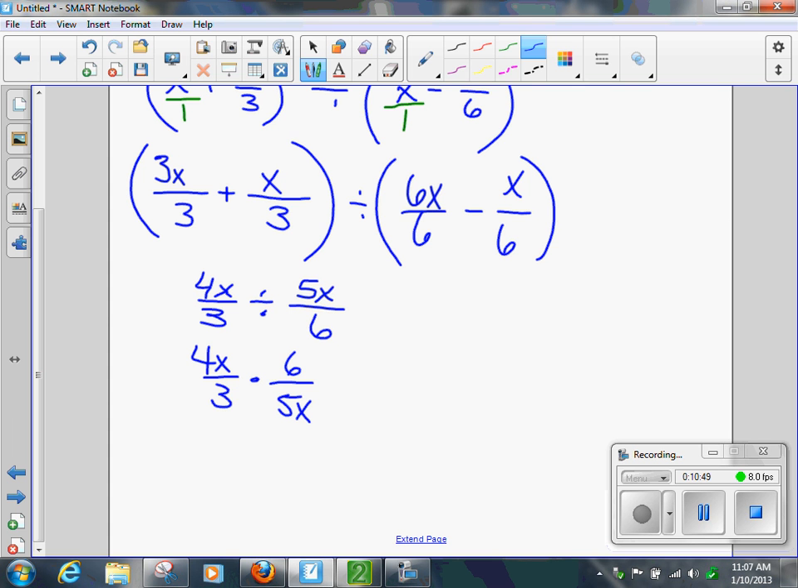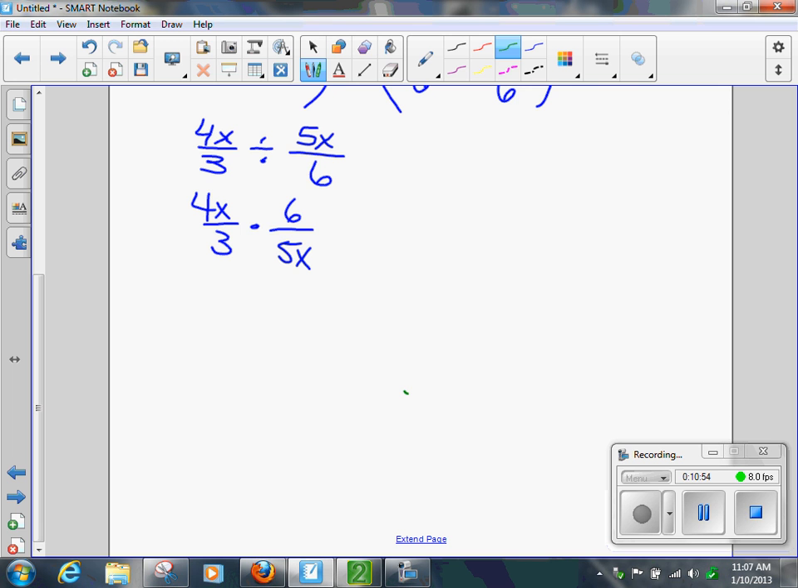What happens, folks? I can cross cancel. Cross cancel, my 3 goes into 3 one time, 3 goes into 6 two times. Anything else? Can I cross cancel the x's? They cancel completely out. What am I left with? 4 times 2 is 8. 1 times 5 is 5.